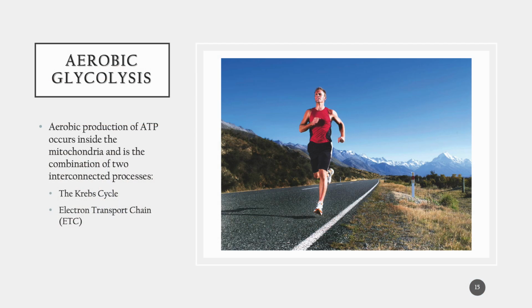And lastly, our third energy system, our aerobic glycolysis. Aerobic production of our ATP occurs again inside the mitochondria, within that double membrane pill-shaped rod. It is the combination of two interconnected processes: the Krebs cycle, which is the energy system itself, and the electron transport chain, or electron transport system. Again, that is not an energy system per se, but it allows us to form new energy.